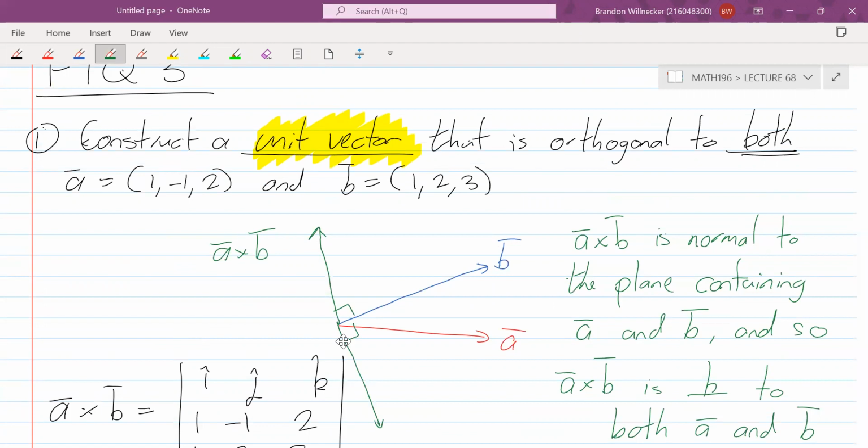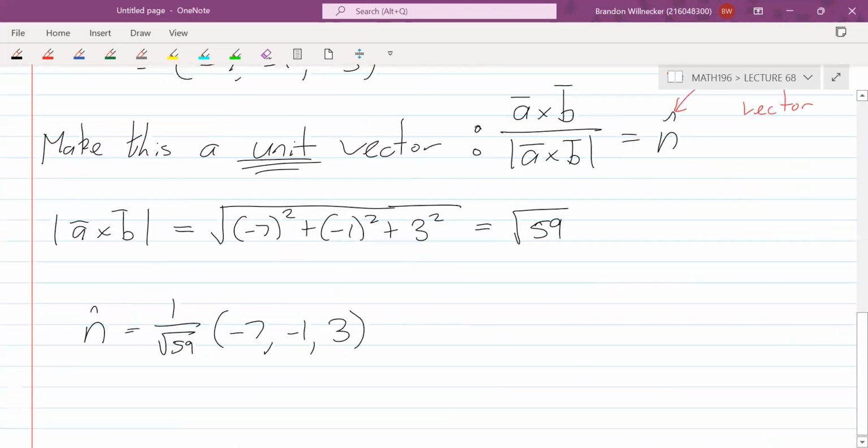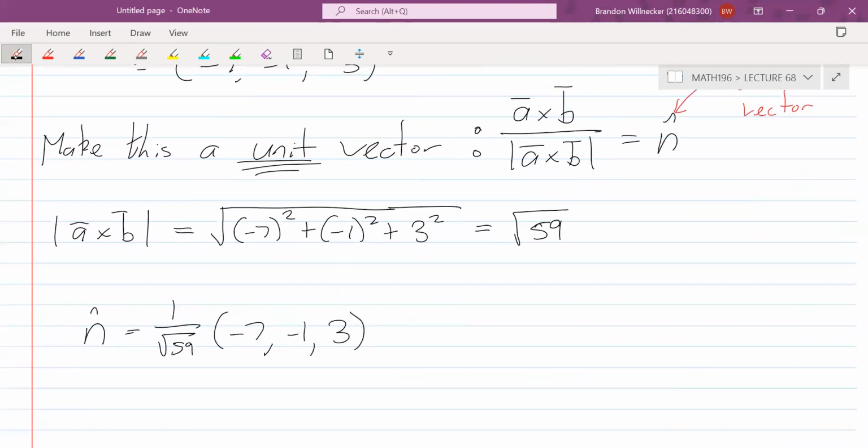Okay, because remember, like I said with the normals, the normal can go up or the normal can go down. Both are orthogonal, so both are normals. And remember, that's just a minus sign difference. So this is minus A cross B, or you could say B cross A. Okay, remember the minus sign flips the order of the operation. So we can just put a minus sign and then that will give us the other normal.